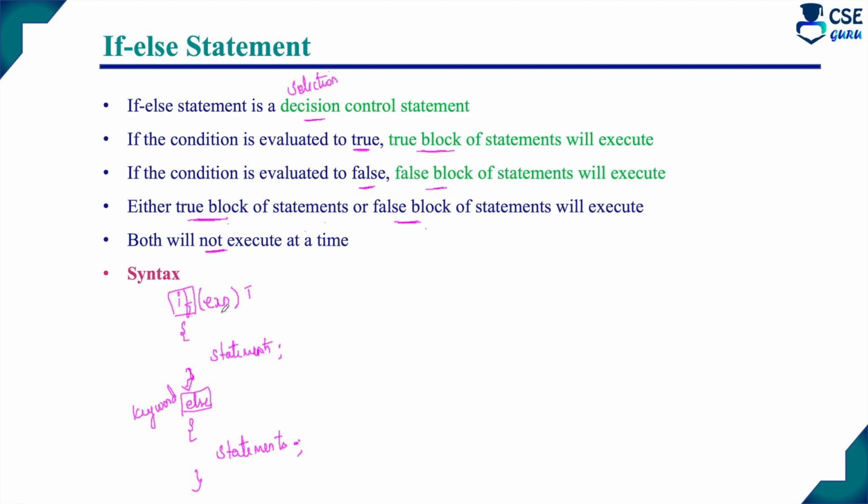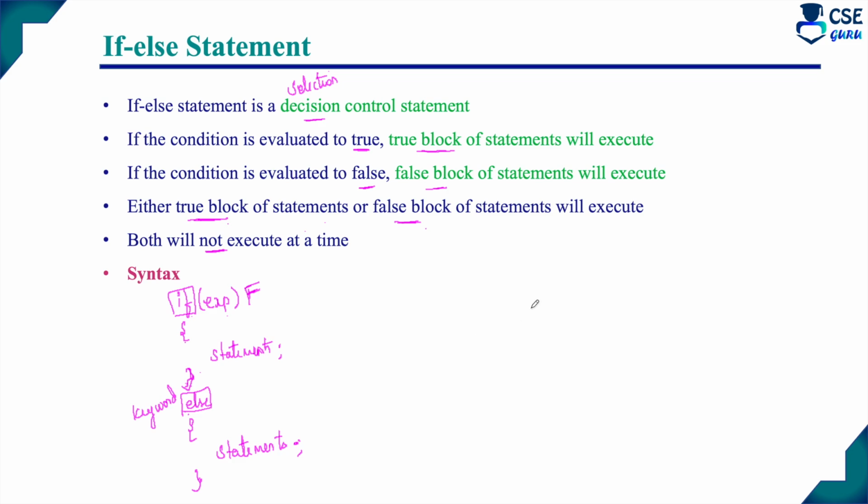If the condition is evaluated to true, this true block of statements will execute. It will skip the else block, and it won't check there at all. If the condition is evaluated to false, it will skip the true block statement, go to the else part, and execute the false block statement. The true block statement is specified here, and the false block statement is specified with this else part. So this else represents that if the condition fails, control will be transferred to the else block. That is the meaning. So this is the syntax for the if else statement.